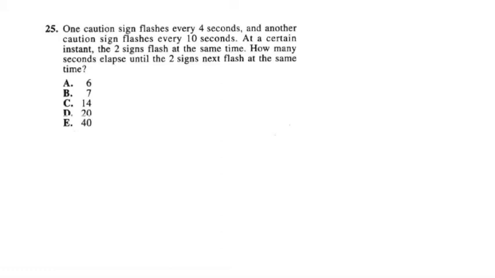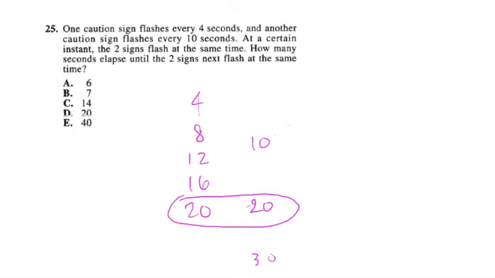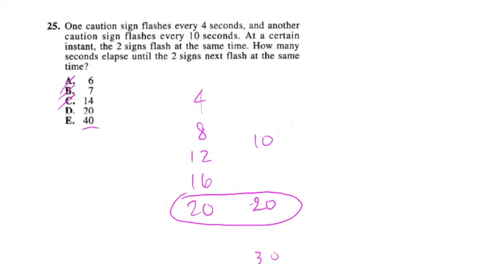We can start by listing out the different seconds that one caution sign flashes, and also the seconds that the other caution sign flashes, which is at 10, and then 20, and then 30. And quickly we'll see that they overlap at 20. That's the first instance in which they're going to overlap. It's none of these. And so the answer is D.